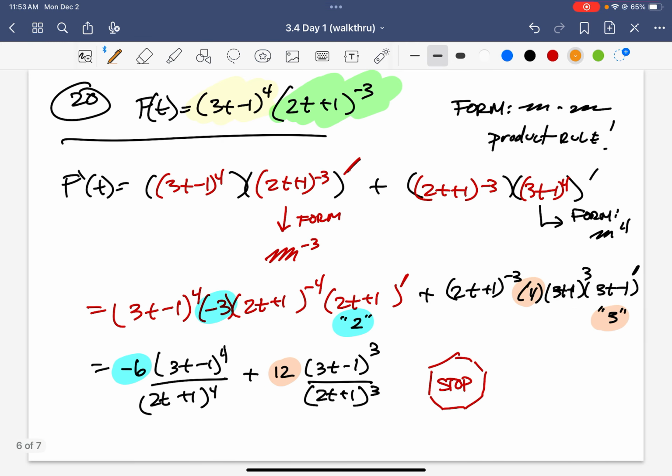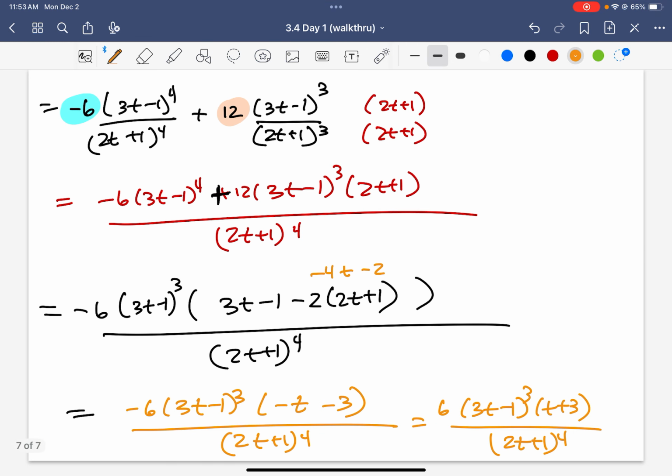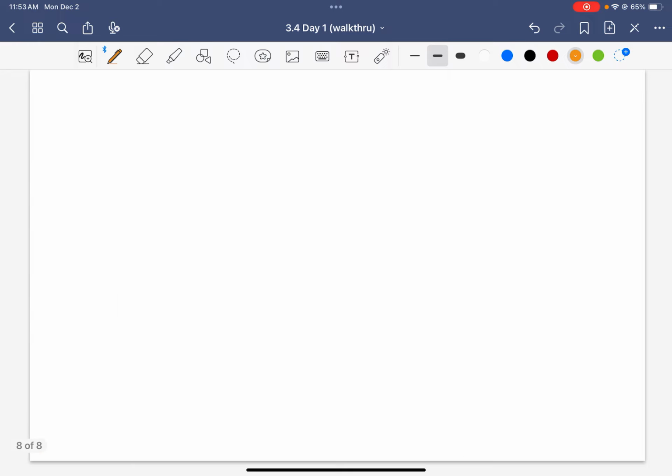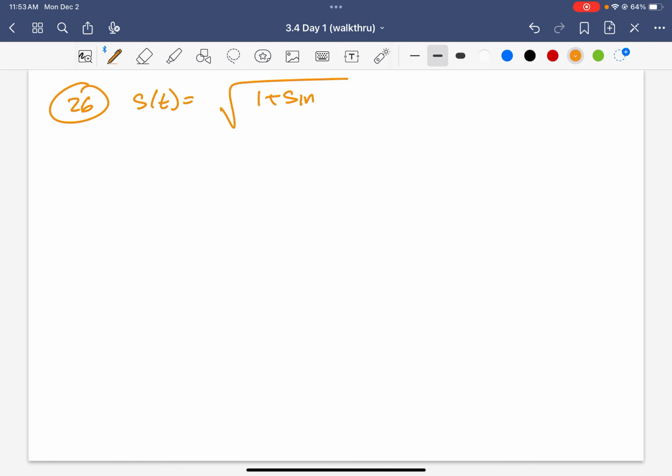If not, that is a great place to stop back here. So that's 20. The last one we have to do is 26. 26, s of t is equal to the square root of (1 + sine t) over (1 + cosine t).